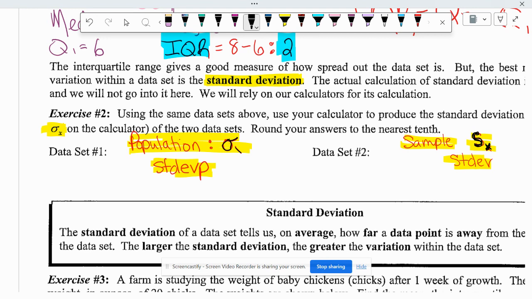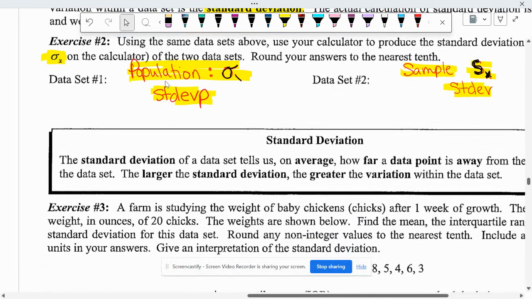All right, so let's keep going. The standard deviation tells us how far away from the mean a data point is. So the larger the standard deviation, the greater the variation. This is what I want you to know. The larger the standard deviation, the greater the variation is within the data set.